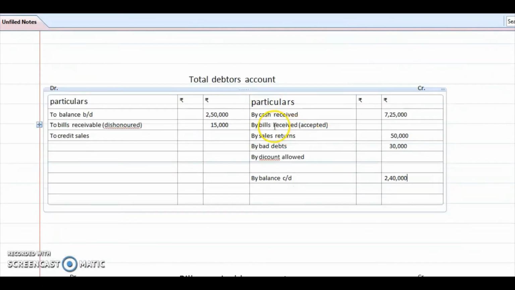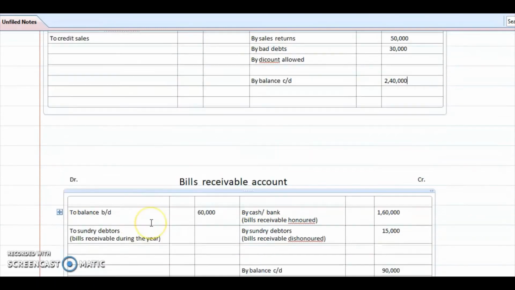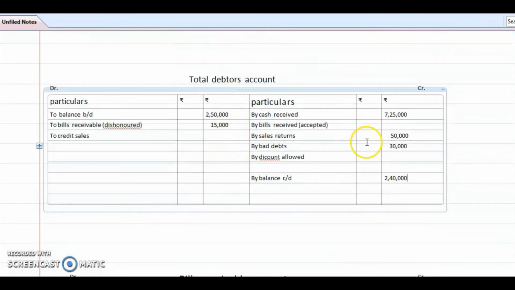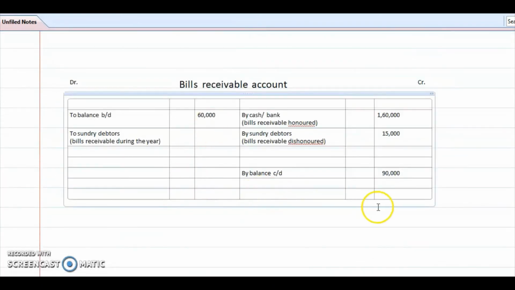Here bills receivable accepted, that we have to find out. How can we find it out? From this bills receivable account, we can find out how much we received during the year. That we have to consider in the debtors account. Why? Because only after knowing the amount of bills receivable accepted can we find out the credit sales. Do you understand now? I think I have posted everything. So let's solve this problem.